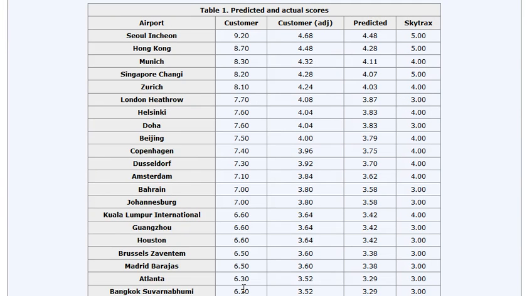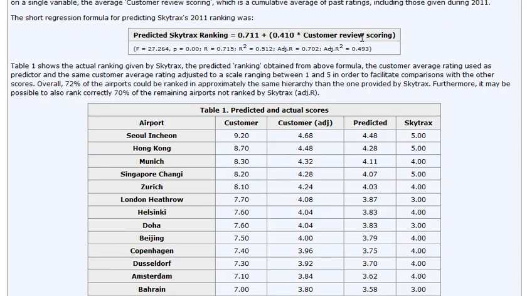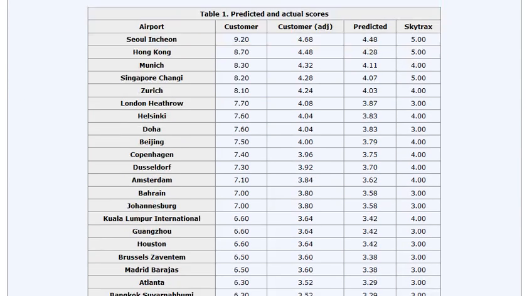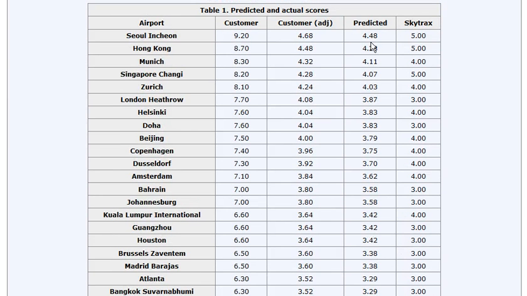So the customer reviews run on a scale from 1 to 10. Upon them, the formula is applied and this predicted score is produced, which also ranks on a scale from 1 to 5, similar to the scale that Skytrax uses from 1 to 5 as well. And we can see that there is a correlation there between those two scores. So the hierarchy is relatively similar between Skytrax and the predicted scores.